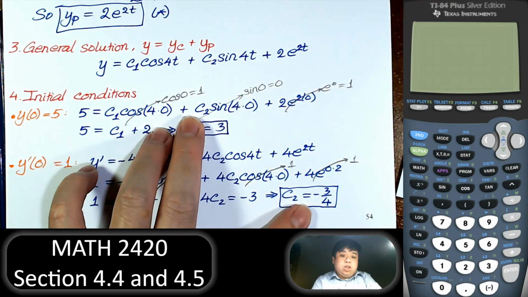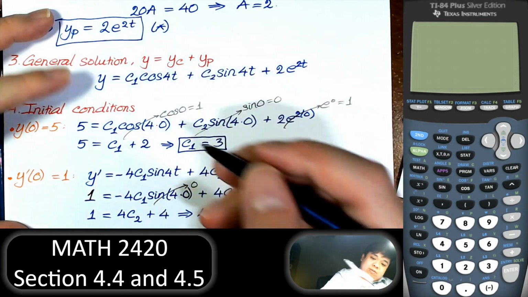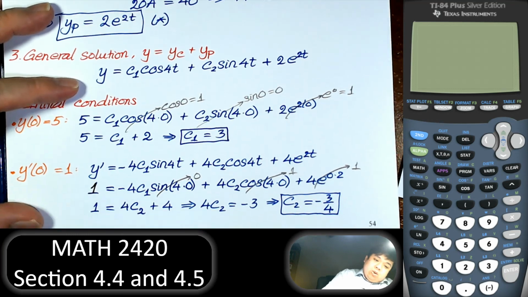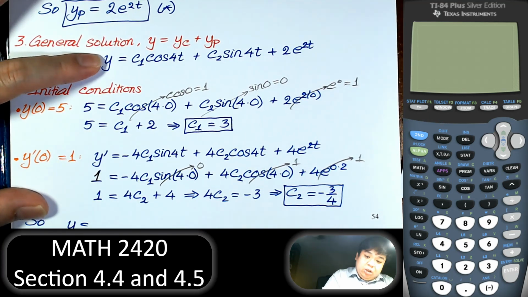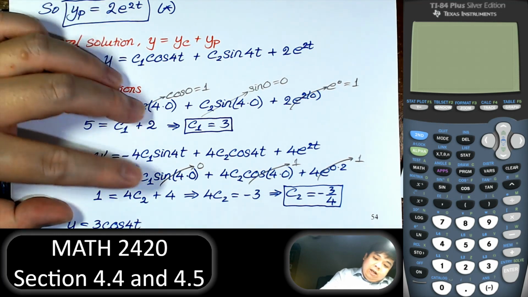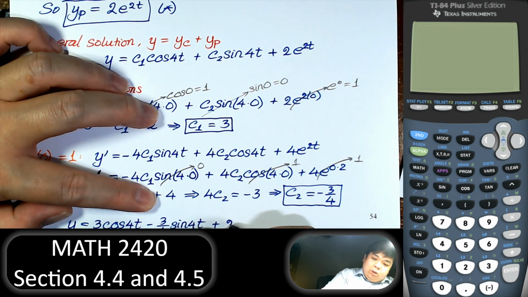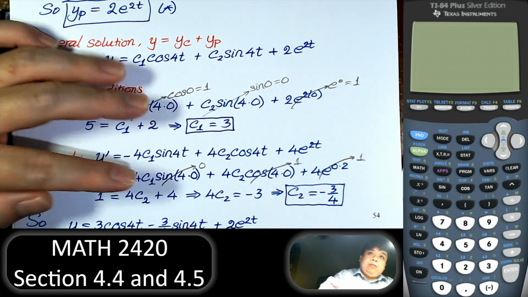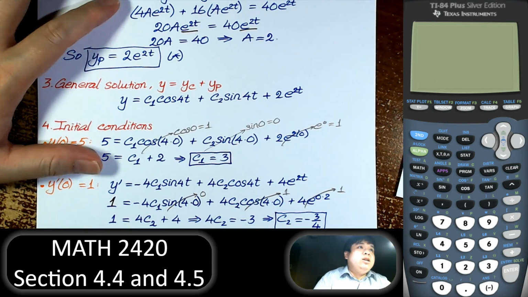Right, combine those together and put them in the general solution. So the solution will be y equal to, this is the general solution, we substitute in C1 is 3, cosine of 4t minus 3 over 4 sine of 4t plus 2 e to the 2t. Once again, I will zoom out.